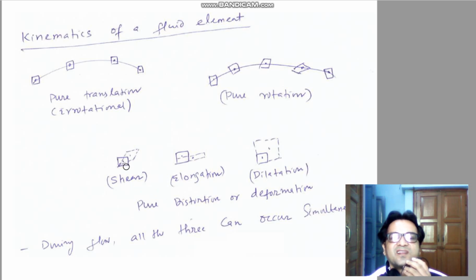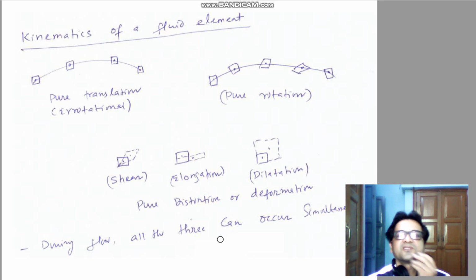This is shearing. So angular deformation, basically, shearing happens. Elongation, so one of the sides will be elongated. Dilatation, so the volume changes. So shearing, elongation and dilatation, these are the pure deformation. When a fluid moves from one place to another, all the three happen simultaneously. So basically the fluid motion is a complicated motion: the translation of the fluid particles, rotation of the fluid particles about their mass centers, as well as deformation.